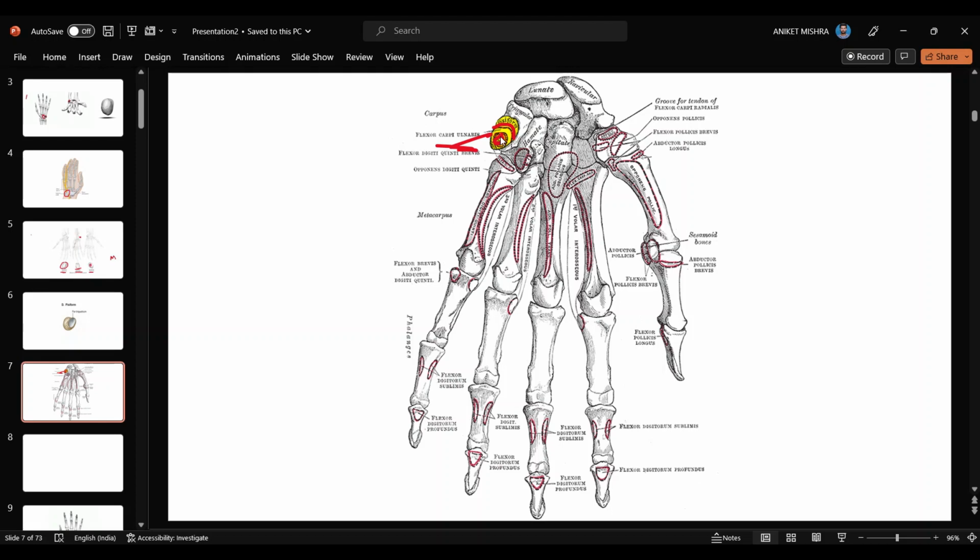The flexor carpi ulnaris is an extrinsic muscle that attaches to the pisiform, hook of hamate and fifth metacarpal, and it allows wrist flexion and adduction. Abductor digiti minimi is a hypothenar muscle and it allows abduction of the fifth finger and flexion of its proximal phalanx.